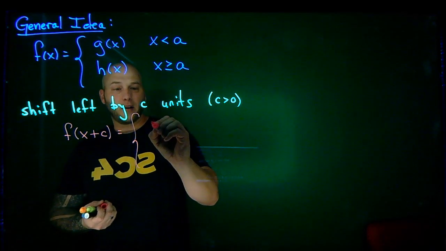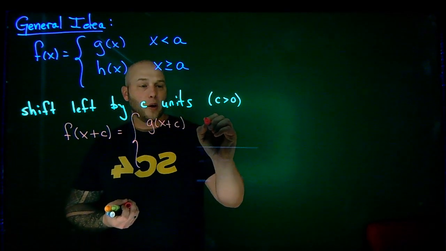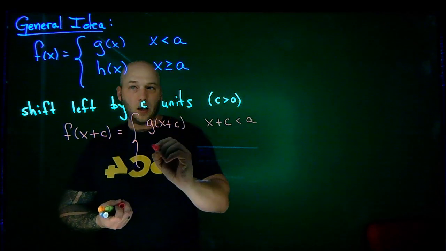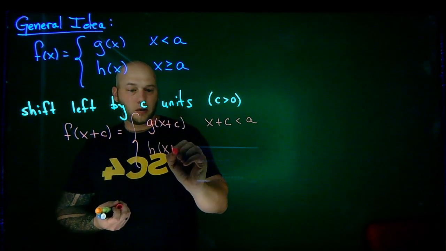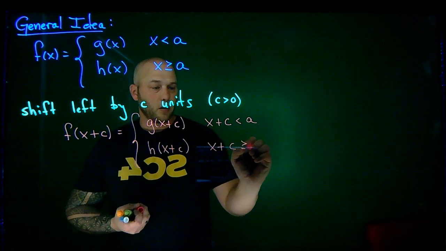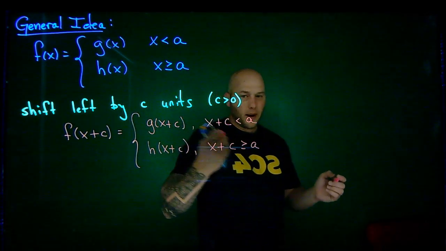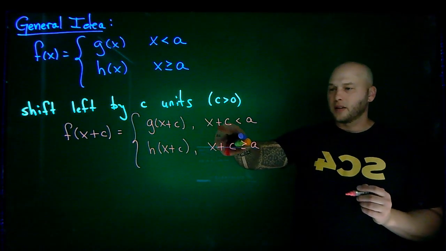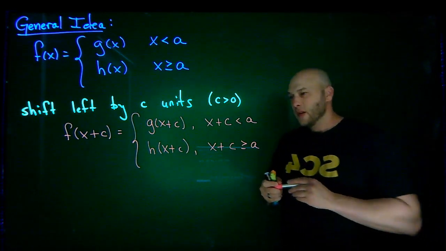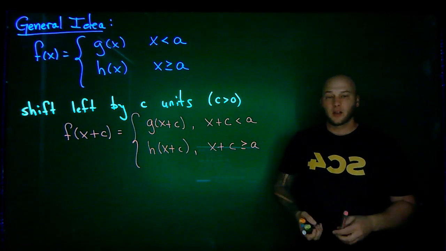That means I would have g of x plus c when x plus c is less than a, and h of x plus c when x plus c is greater than or equal to a. Now in practice, what we would do is subtract c to the other side, so x would be less than a minus c, and so on and so forth. But again, this is the function expression. I simply replace x with x plus c.